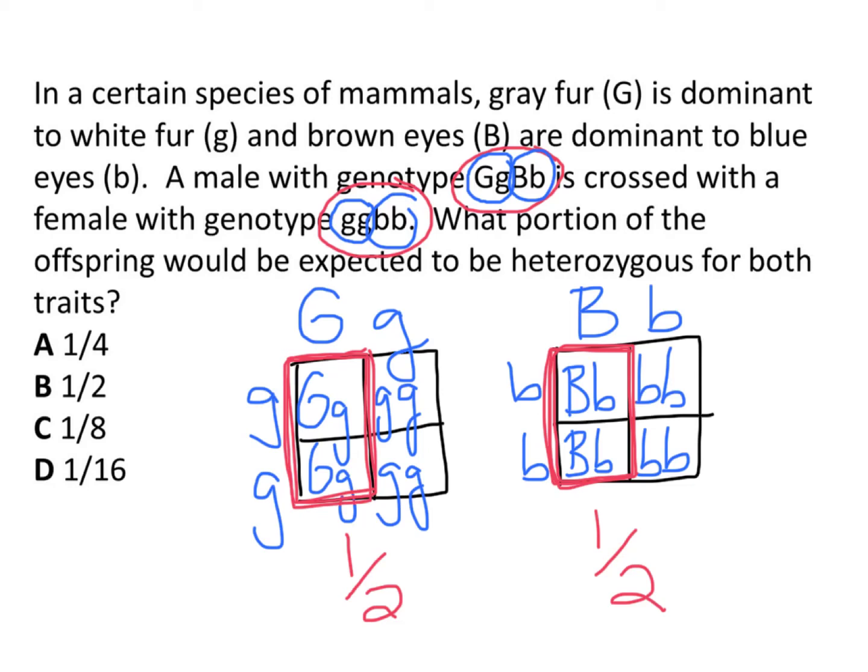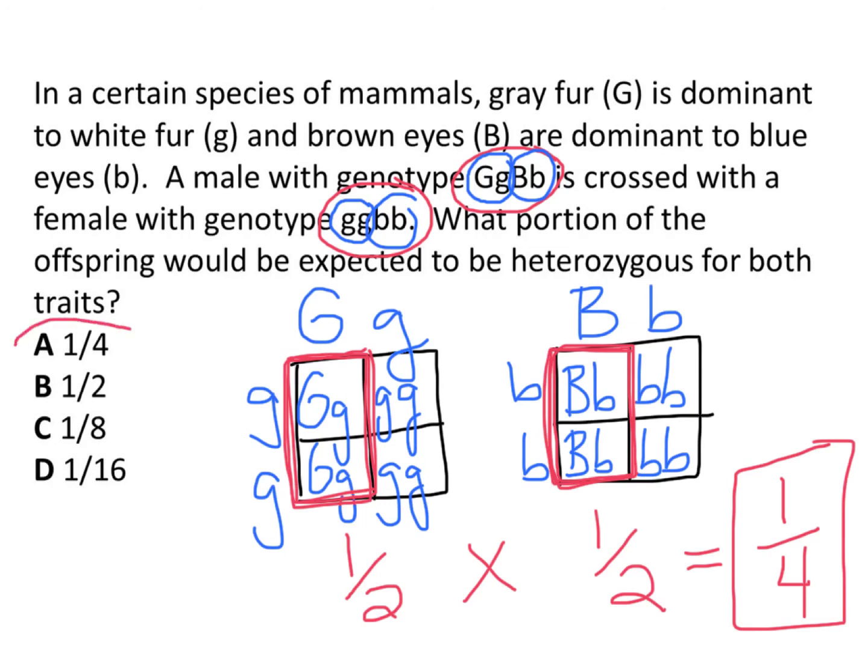Now, remember, we don't just look at these and go, oh, a half and a half, so the answer is a half. In order to find the final answer, I have to take whatever the fraction or percentage I get from each Punnett square and multiply them together. You always have to multiply the number from both Punnett squares. So multiplying my numerators, 1 times 1 equals 1, and 2 times 2 equals 4 for my denominator, and I can see that 1/4 of the offspring would be expected to be heterozygous for both traits, making the correct answer A.